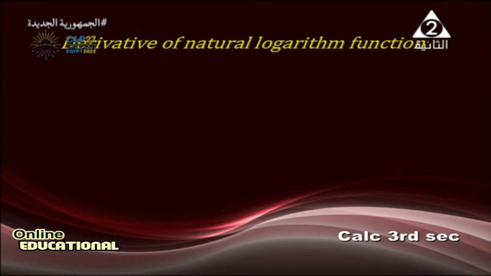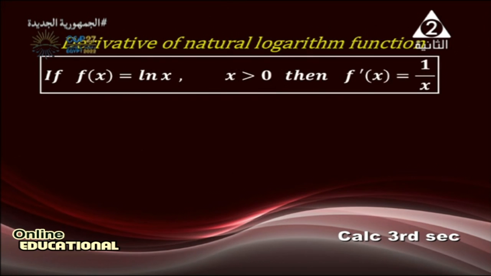Students, we can deduce the following rule. Derivative of natural logarithm function. If f(x) equals ln x, where x is bigger than 0, then the derivative of this function f'(x) equals 1 over x.